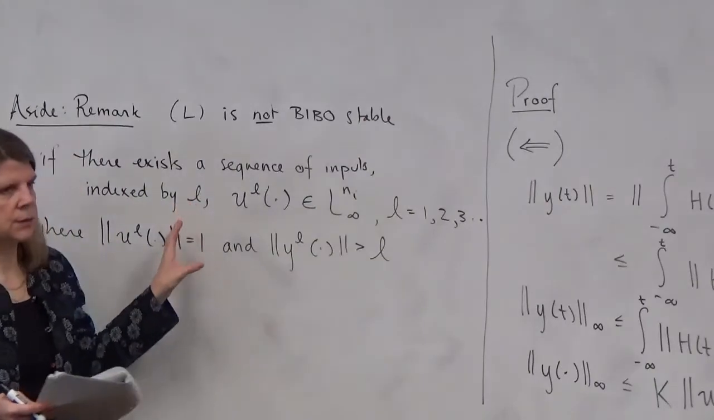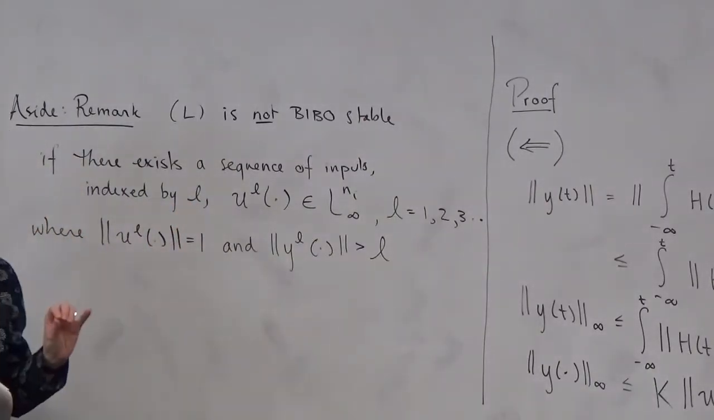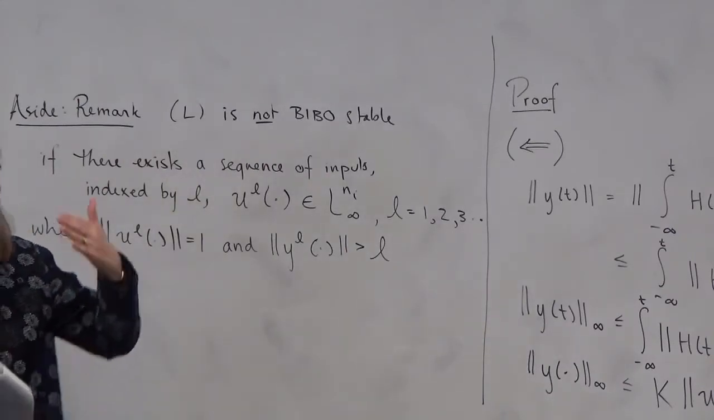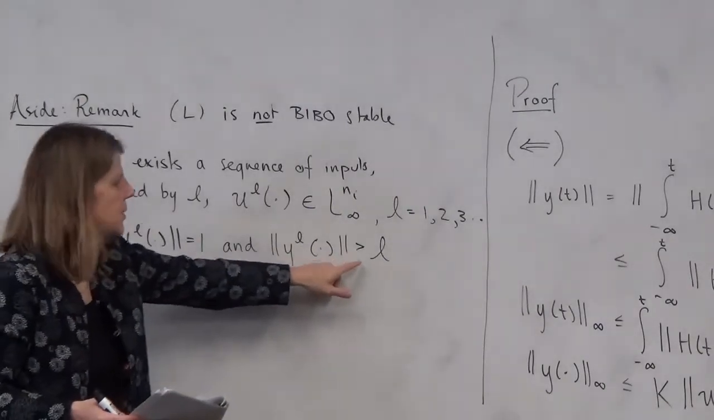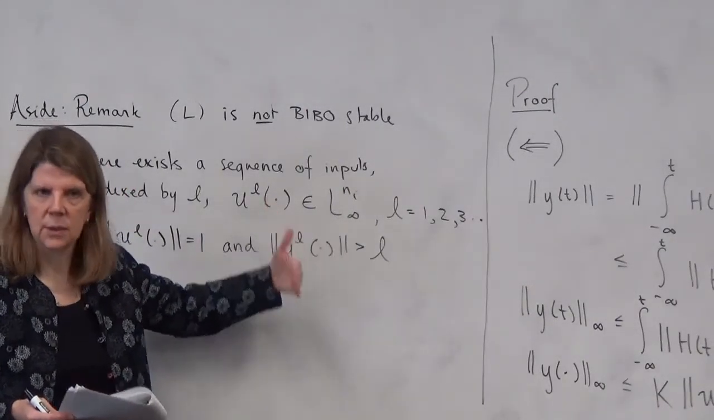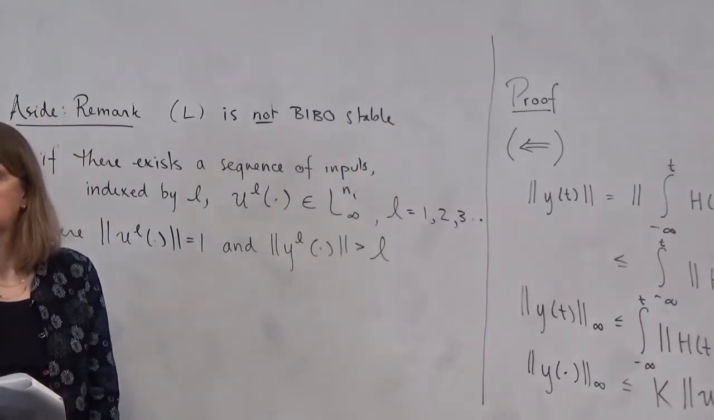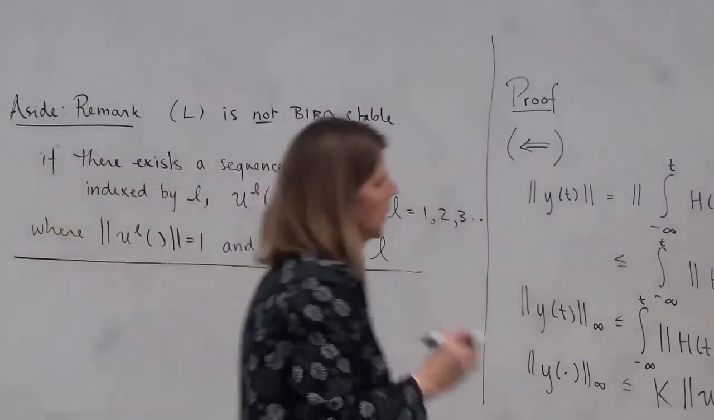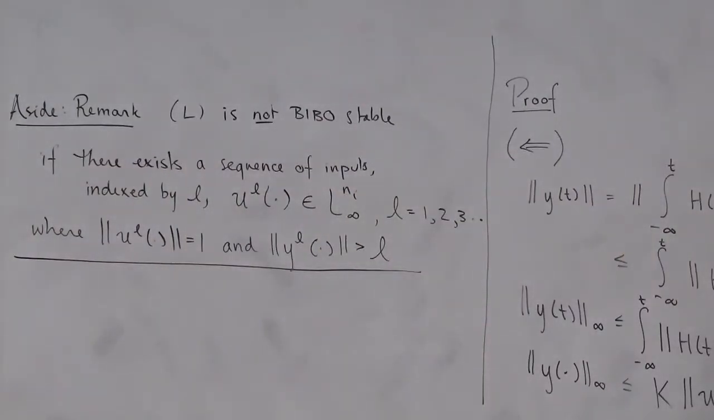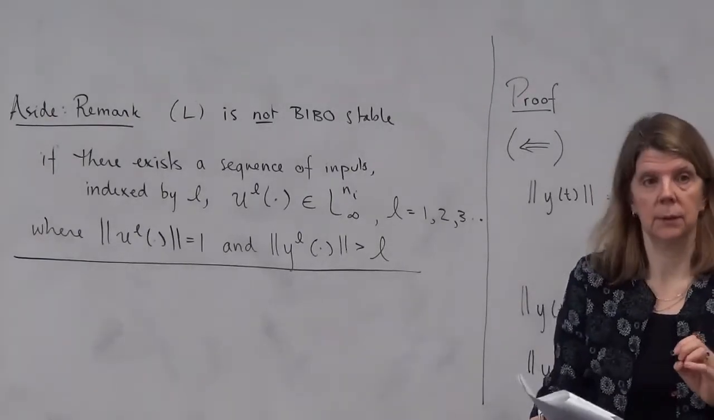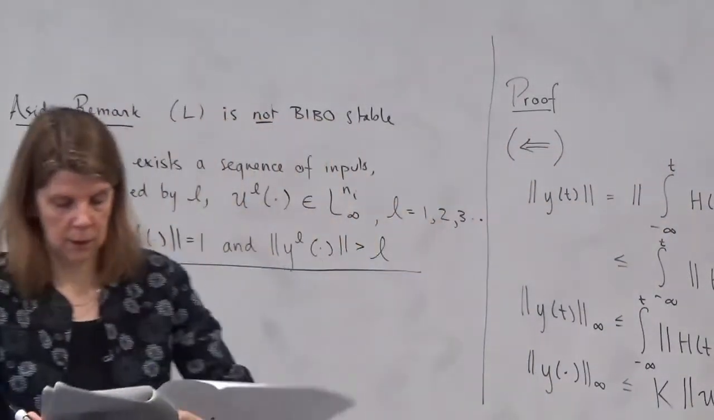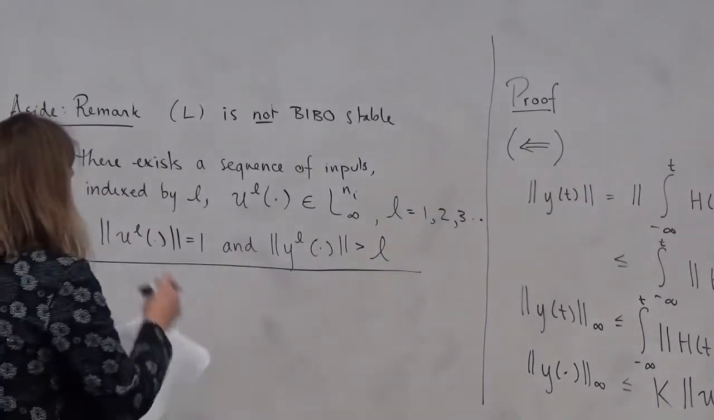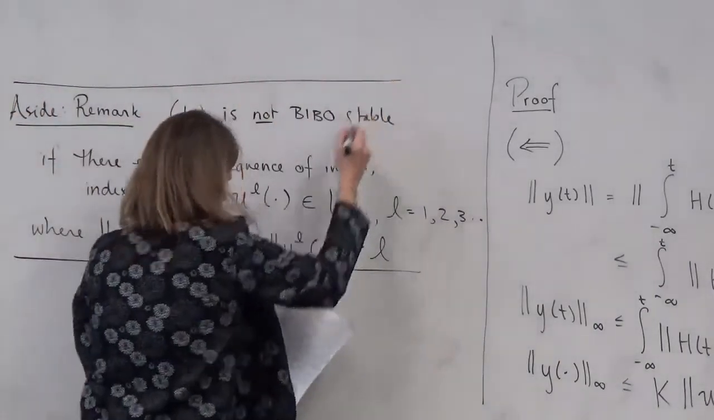The reason we pose it this way is that if we're trying to prove that something is not bounded input, bounded output stable, we have to do it systematically. We can't just say that the output is infinite. We have to say it's not bounded by any k. That's why I'm developing this sequence of inputs. So this points to my proof technique: if this hypothesis is true, then the system cannot be bounded input, bounded output stable. We're going to use this existence of a sequence.